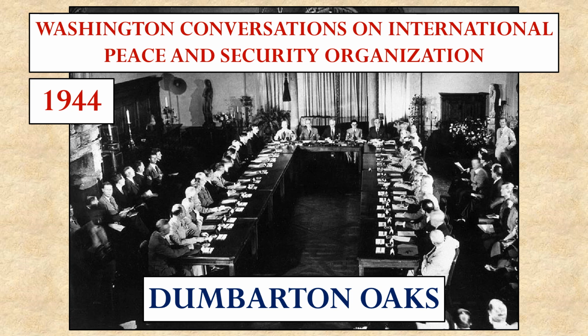Working toward that end, in 1944, a conference was held in a place called Dumbarton Oaks, a large home in Washington, D.C. It was called the Washington Conversations on International Peace and Security Organization. Now, what was important about this was this conference laid the groundwork for what would eventually become the United Nations.